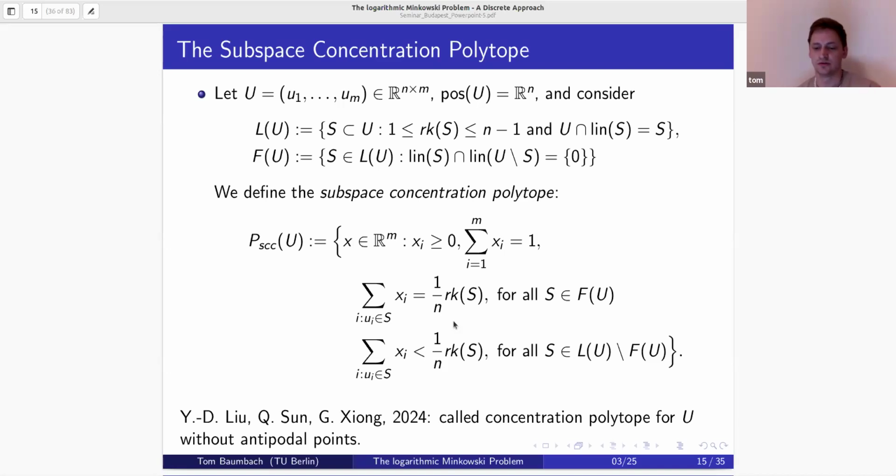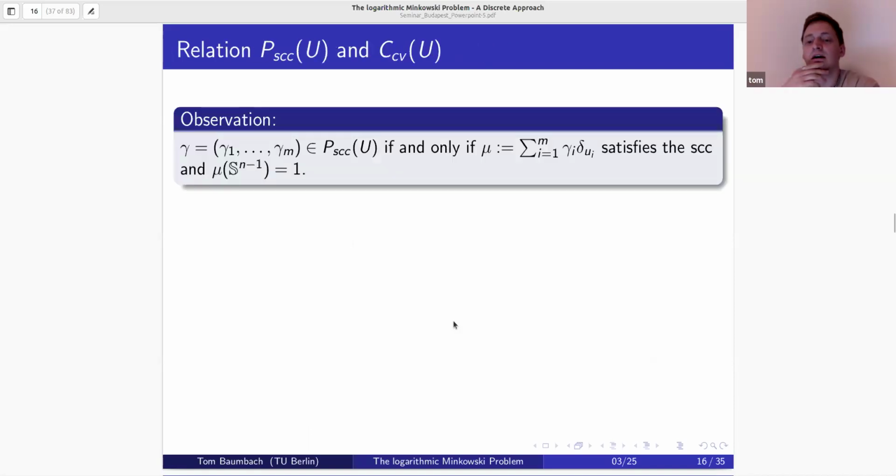Yeah, also Liu, Zhang, and Yong looked at the so-called concentration polytope for U, but without antipodal points. It wasn't too much of a success, but they also wrote a paper about it in 2024. Now, a nice observation for the subspace concentration polytope.